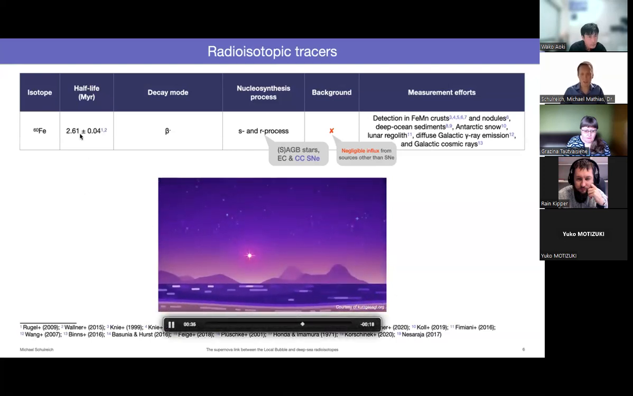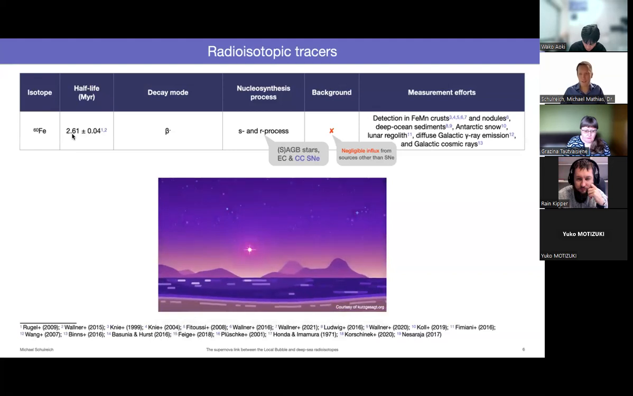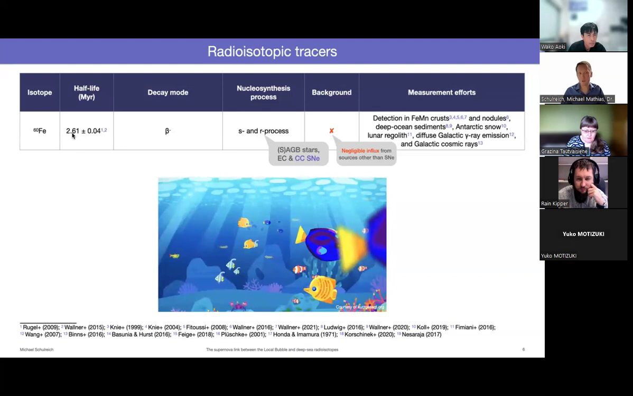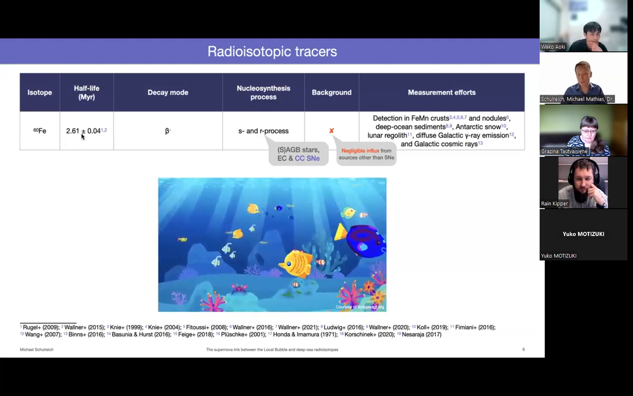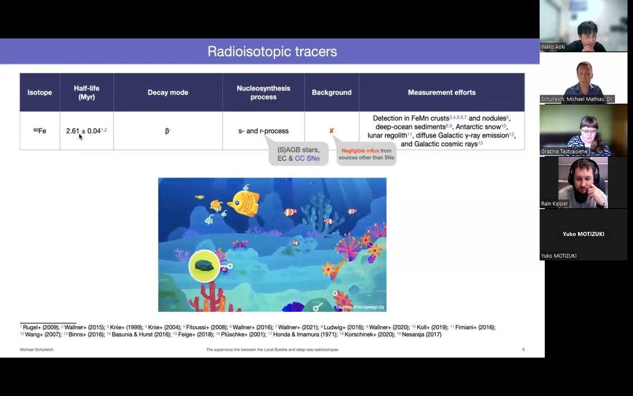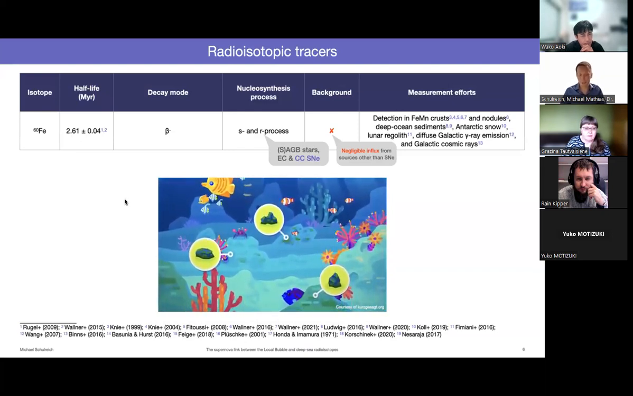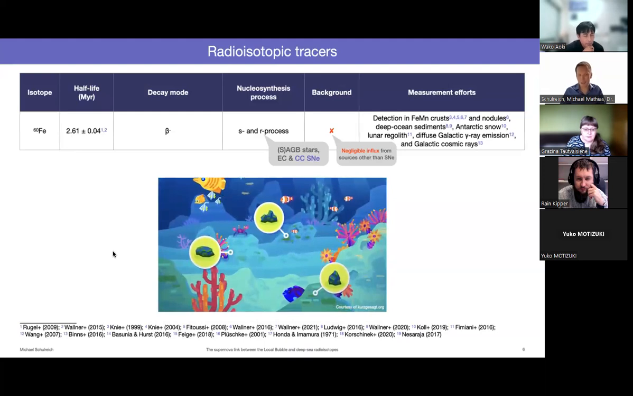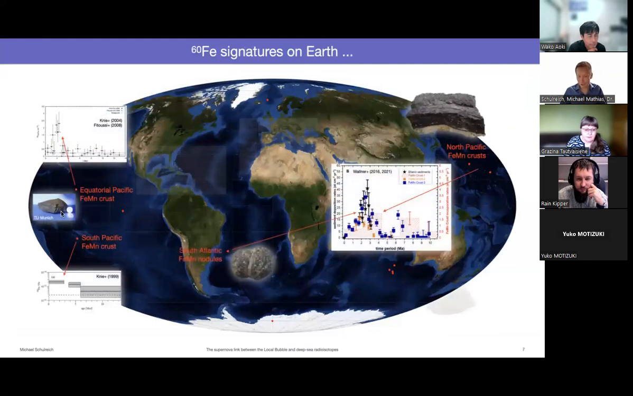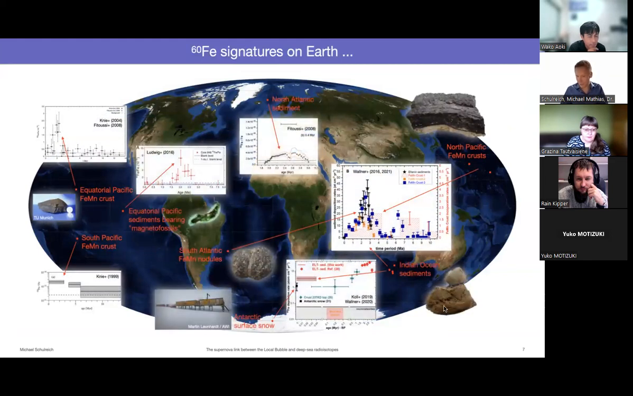Furthermore, Fe-60 has a half-life of 2.6 million years, which is long enough to survive significant traveling through the local interstellar medium. And Fe-60, as well as other radioisotopes, are believed to be delivered to Earth while being condensed onto dust grains. And as already teased here by this animation, to date, Fe-60 has been found in deep sea ferromanganese crusts, nodules, and sediments, including fossilized bacteria from all around the world, as well as in Antarctic surface snow.